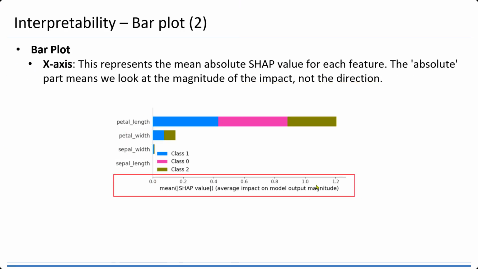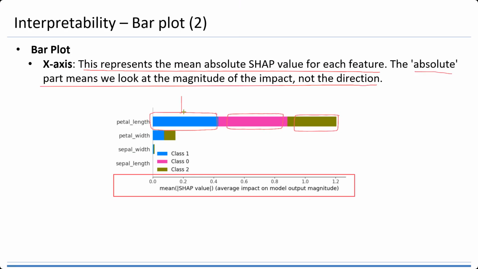The x-axis represents the mean absolute SHAP value for each feature. So this is the mean absolute SHAP value. The absolute part means we look at the magnitude of the impact, not the direction.